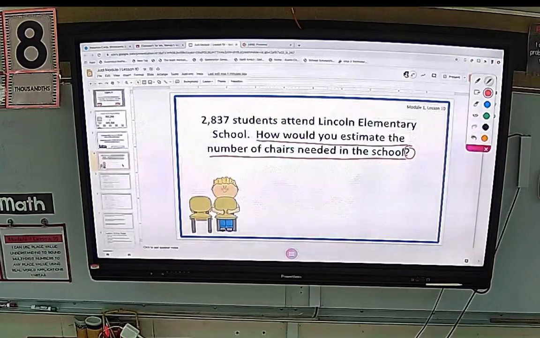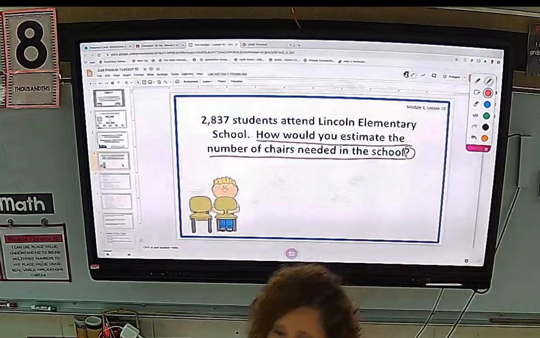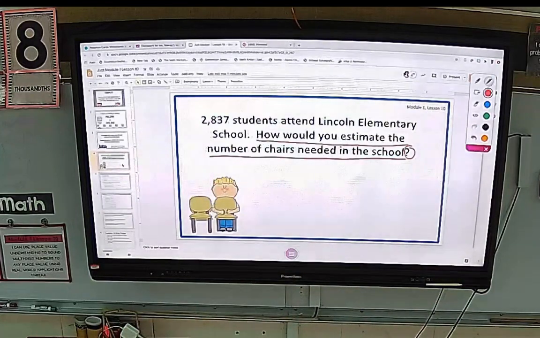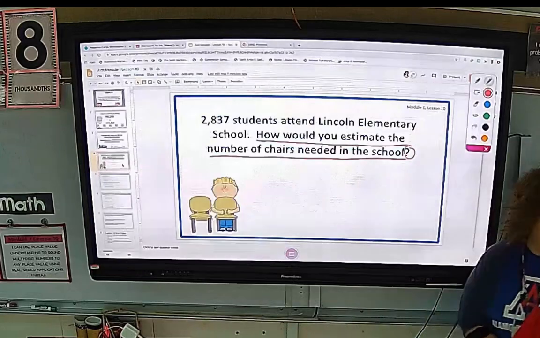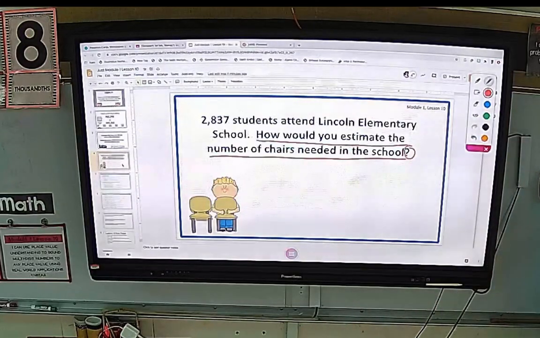Rounding. Yes, exactly. If you see estimating or if you hear words like about how many, you're going to be rounding more than likely. Okay? So we're going to estimate how many what that they need. Chairs. What are we trying to figure out? Chairs. Chairs.